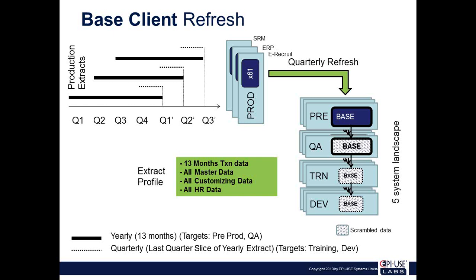Now, training and dev don't need to have that much data. Typically, 3 months of data or slightly over every quarter would be fine for a training and a dev system. So we could do that as well and scramble that data. We further slice what we put into QA and load it into training and dev, and just grab a quarter's worth of data, or the previous quarter's. That is the diagrammatic representation of the different aspects of a refresh: the periodicity, the length of the data, the kind of data, the systems, and the flow of the data across the landscape.